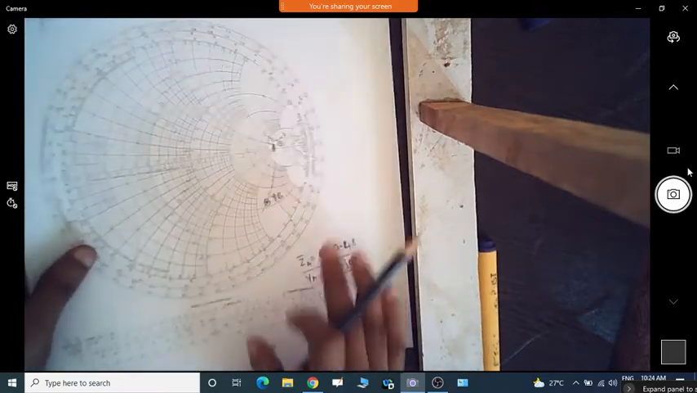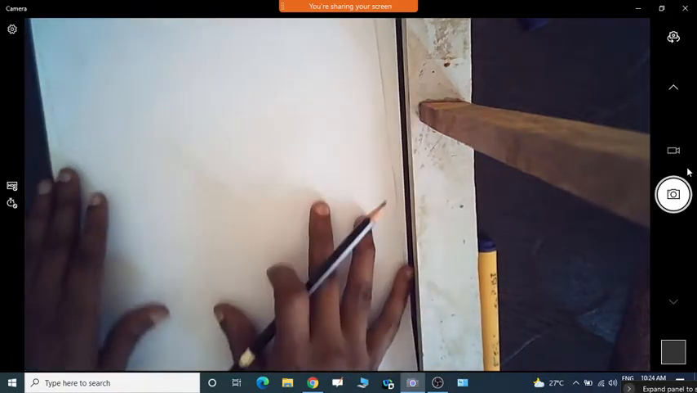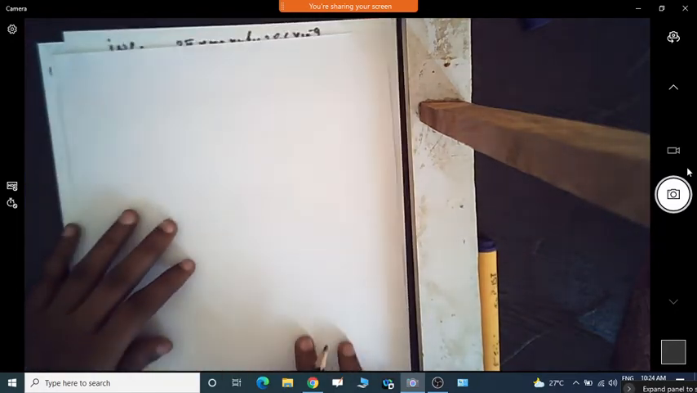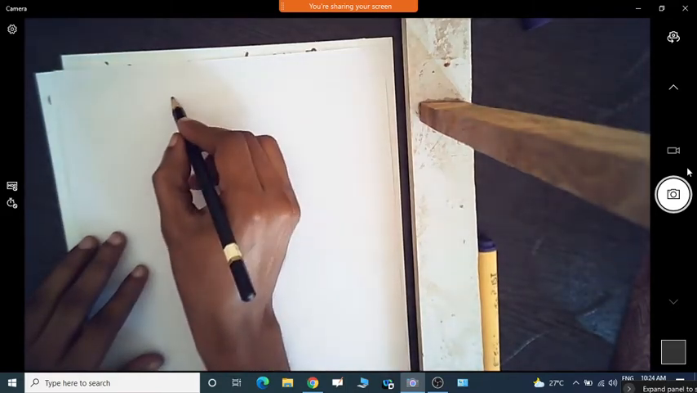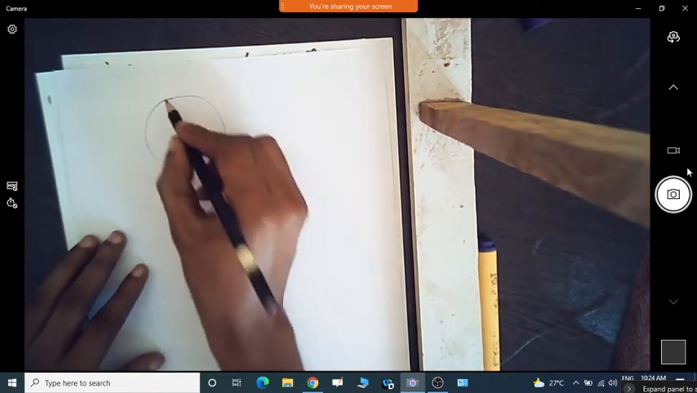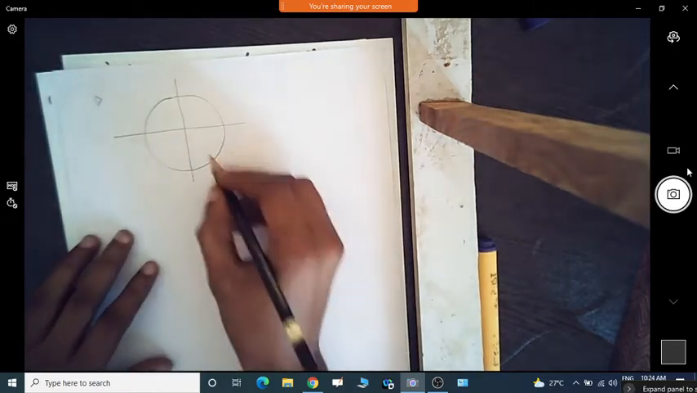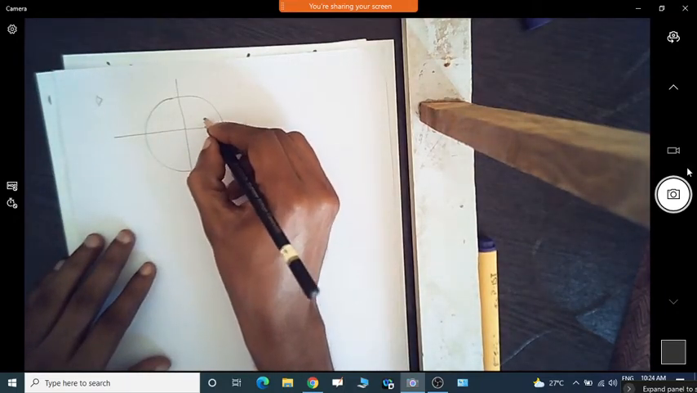First I'll explain how we do it in the Smith chart, by just sketching it, so that we can then follow in the Smith chart. Let us take the first point. The first step is locating ZL bar, that is, ZL normalized.